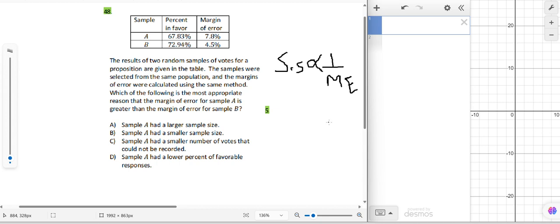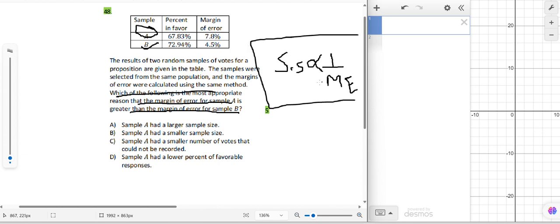So if we know this concept or if we know this relation, then we can solve this question very easily and within no time. In this question, we have to find which of the following is the most appropriate reason that the margin of error for sample A is greater than the margin of error for sample B. According to this relation, if the margin of error is greater, then the sample size should be less.